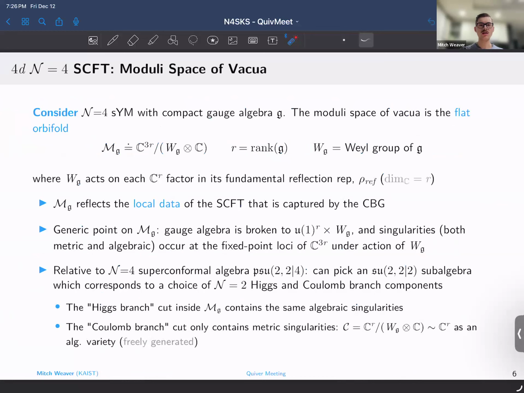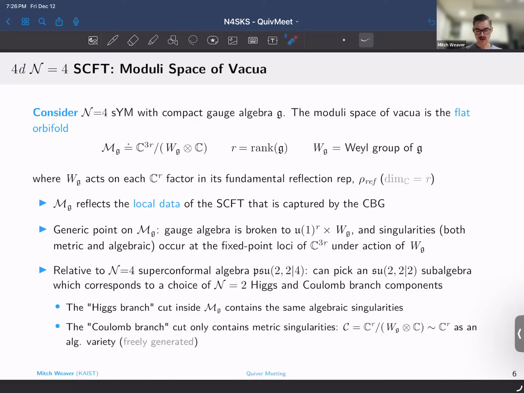So now we're going to specialize to N=4 here and see how things end up simplifying. Consider we have an N=4 super Yang-Mills theory. We have some gauge algebra G, and its full moduli space is the following flat orbifold, where R here denotes the rank of G, and the gauge algebra has an associated Weyl group. And this Weyl group acts on each factor of C here in what's called the fundamental reflection representation.